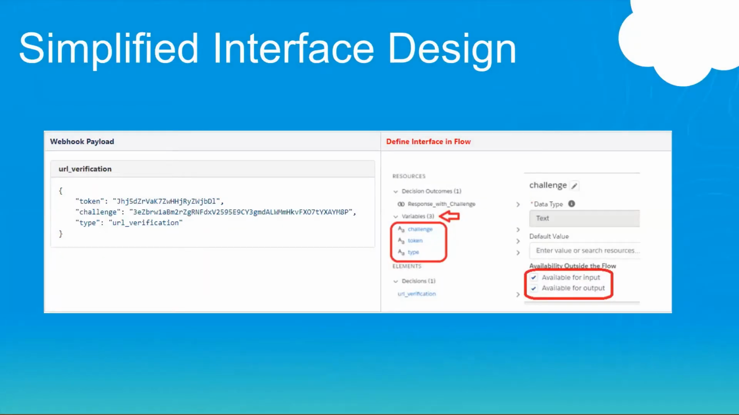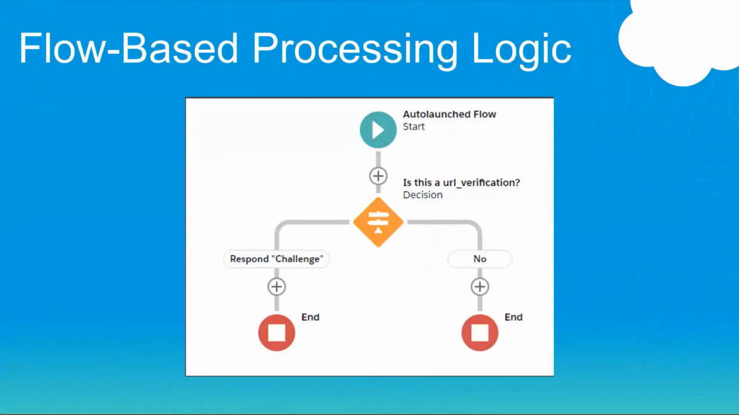In this case, there are two parts to the interface design. The first one, as you can see on the right here, is that you use the variable definitions, the resource definitions in Salesforce, to define your input and output. And then you start your auto-launched flow to actually process that logic.